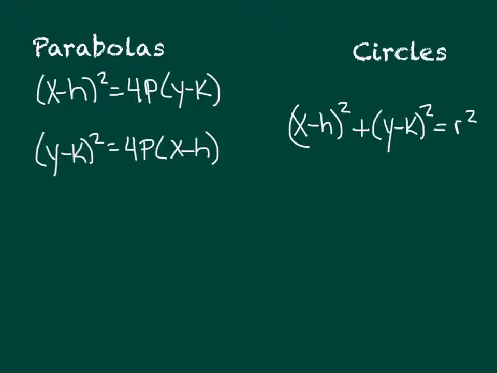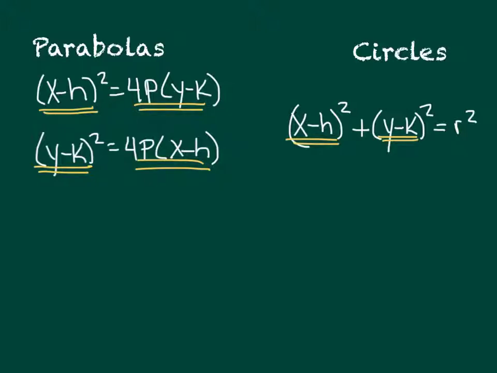But you could multiply these out. You could FOIL this and distribute this, FOIL this, distribute this. You could FOIL this and FOIL this, and you could write it all out in what we call non-standard form. And when they're in non-standard form, it's kind of hard to tell which conic it really is. So you have to look closely.